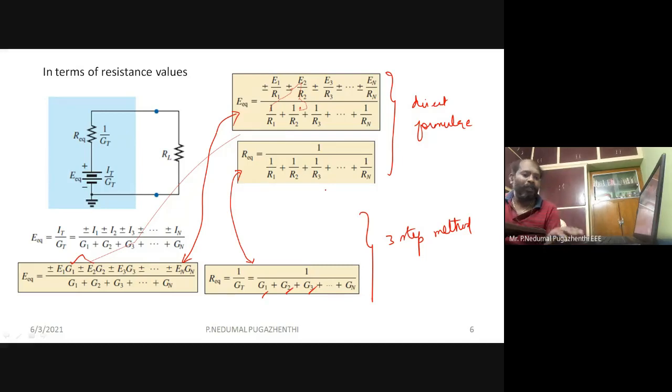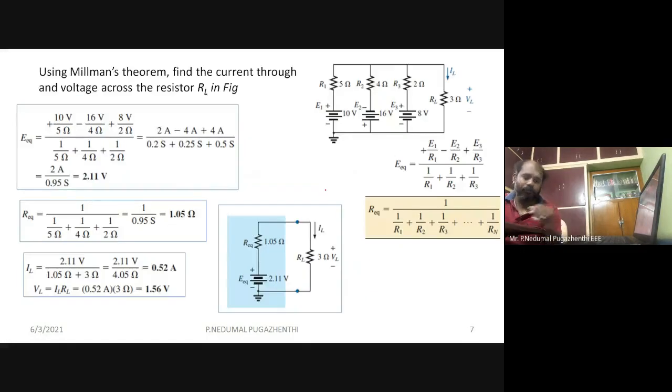Okay, then fine. So I will try to go for a problem. I will take this example. This is example one.